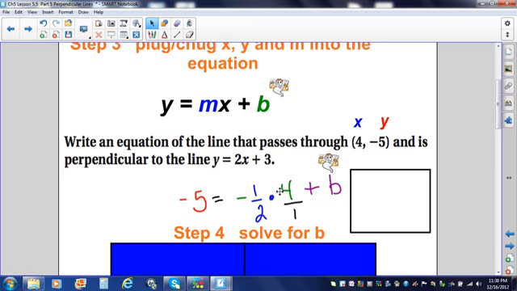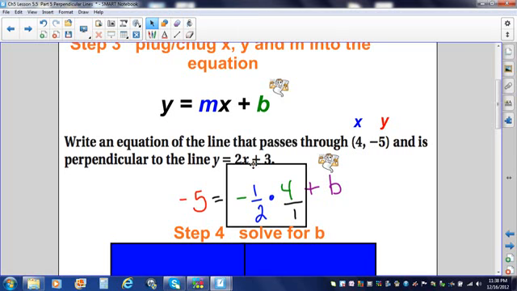Now I have top times top, bottom times bottom. Multiplying fractions ain't a problem. I don't think so.